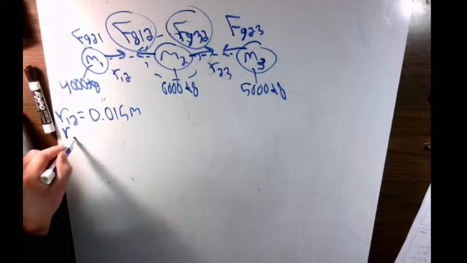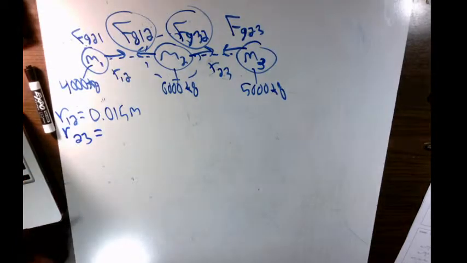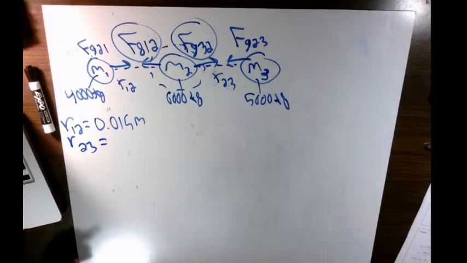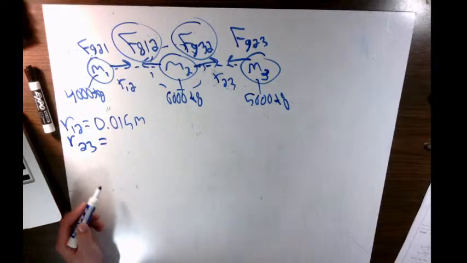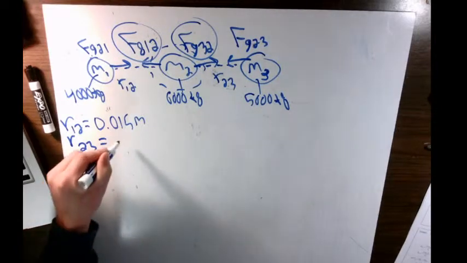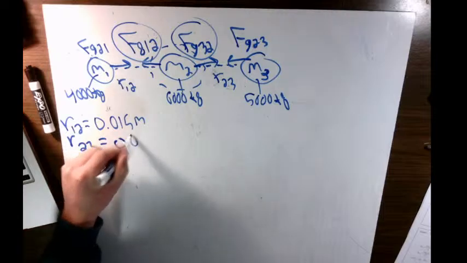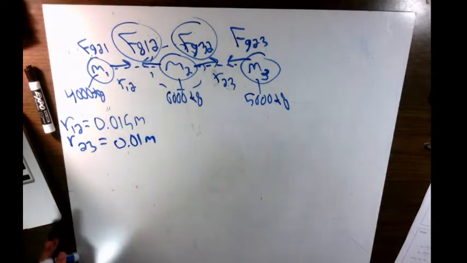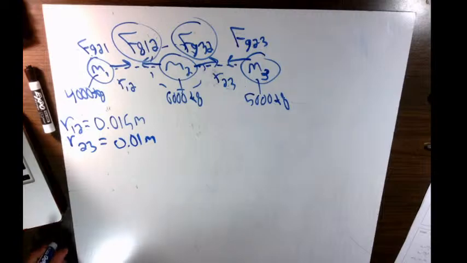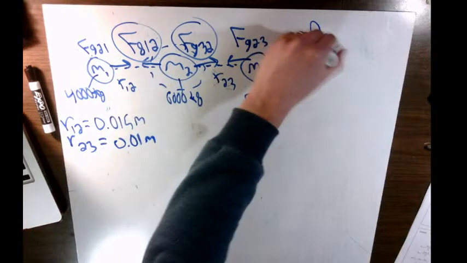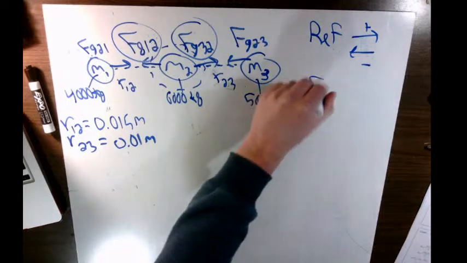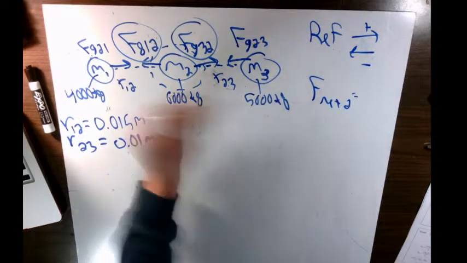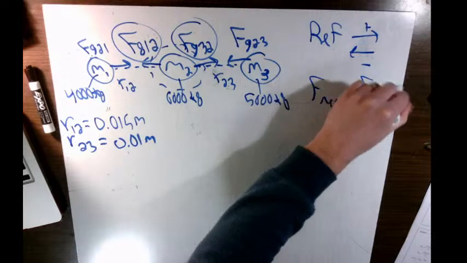And our radius between 2 and 3, or the distance between 2 and 3, we think about it as radius because these are fields. We'll get into that next lesson, but you'll often hear me interchangeably call them distance and radius because it essentially means the same thing here. And this one is 0.01 meters. So the net gravitational force on M2, if we say our reference system is right is positive, left is negative, F net on 2 is going to be Fg32 minus Fg21.